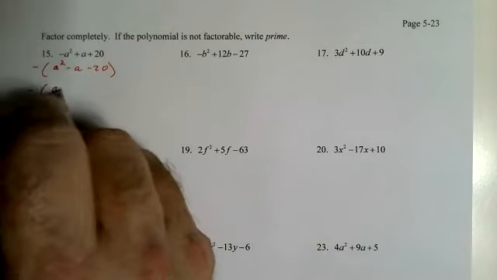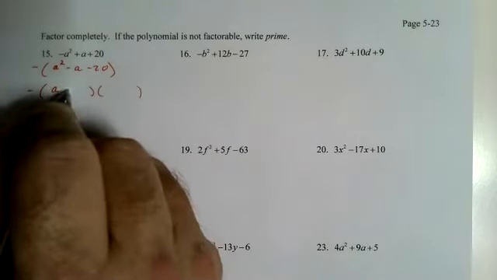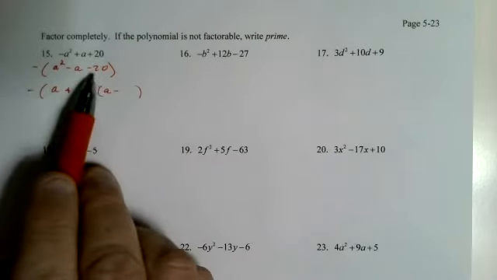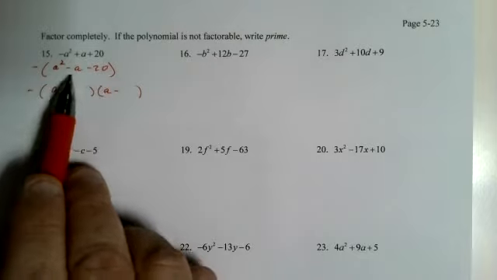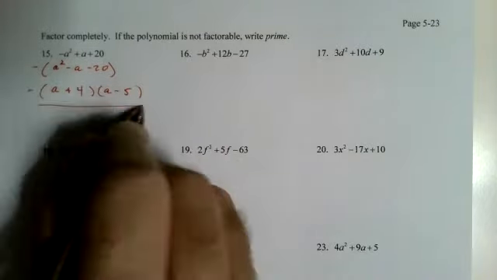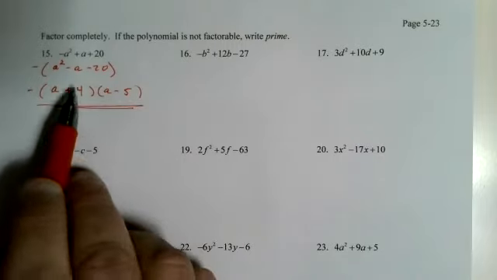And then we look for a value. It's negative, negative, so I'm going to go with plus minus. That multiplies to negative 20, positive, negative, and adds to negative 1. I've done this fairly often. I know that's the case. So negative 5 times 4 is negative 20. Negative 5 plus 4 is negative 1.